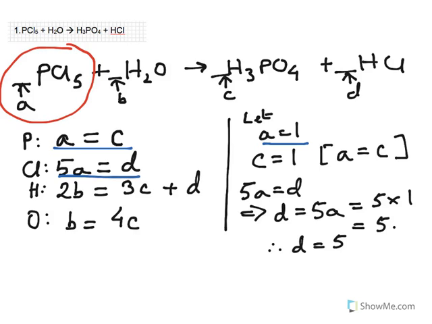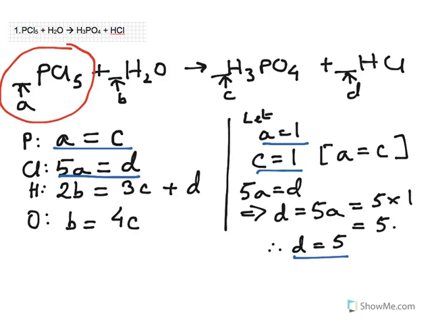Now that we found A, C, and D, we only have B left to find. So we can use either of the two equations. We have 2B equal to 3C plus D, and we also have B equal to 4C. So if we use any one of these equations, we'll find our last variable, and we can use the other equation to either double check, or if we don't have enough time, we can just skip it. So let's go with the harder equation for now. Let's go with 2B equal to 3C plus D.